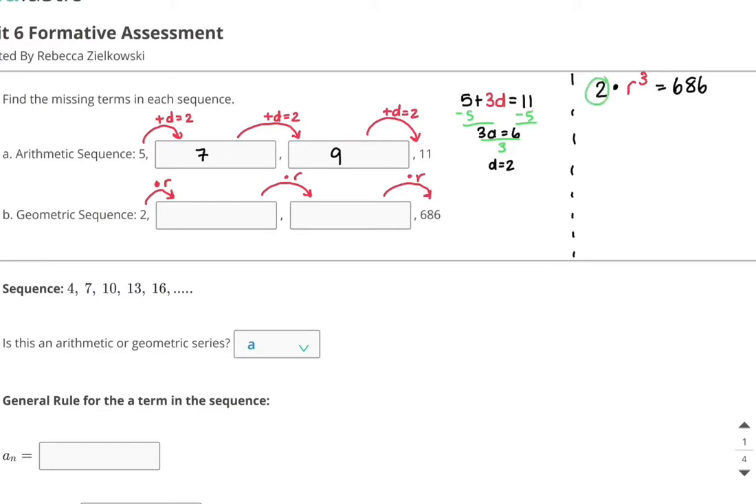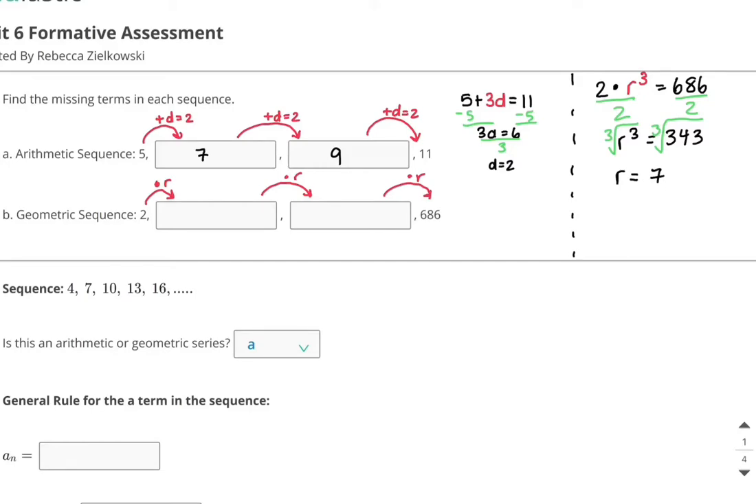First thing I'm going to do is get rid of this 2 in front of the r cubed because I want to get r by itself. So I'm going to divide by 2. If I did that on the left, I have to do that on the right. Then I end up with r cubed is equal to 343. And then I want to get r by itself on the left-hand side. So I want to undo cubing it, which is taking the cube root. If I do that on the left, I do that on the right. And I end up with r is equal to 7, I think.